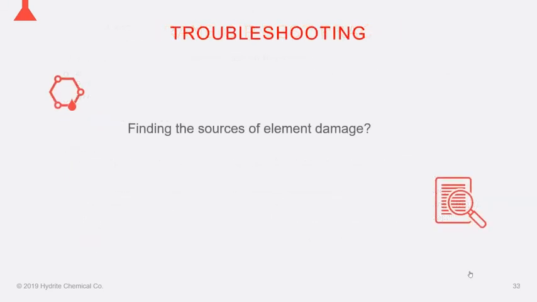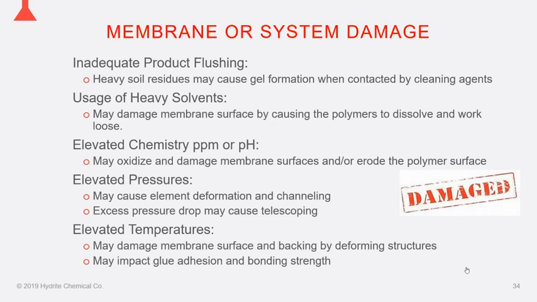So troubleshooting, what can cause element damage? We talked about chemistry, heavy solvents, inadequate flushing, those kinds of things. Talked about elevated pH, so I won't spend a lot of time there. Elevated pressures, probably haven't talked to that one as much as we should, but if our pressure drop gets way too high, it can cause some severe damage that we're then having to deal with later on. Elevated temperatures, that doesn't happen often, but it can on occasion.